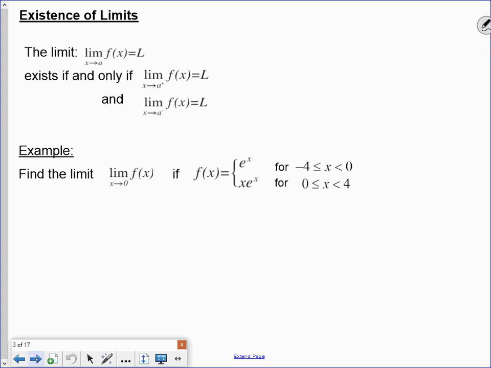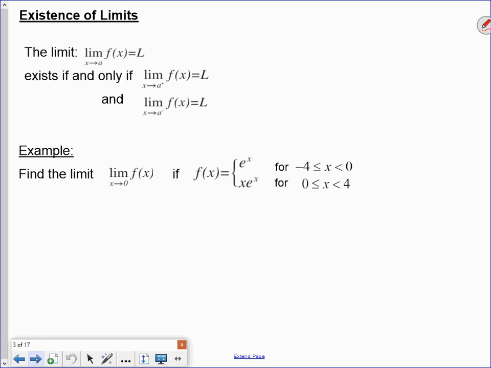So, showing if a limit exists. We've seen this definition before, that the limit as x tends to a of f(x) is equal to L, where L is some value. This limit exists if and only if the limit as x approaches a from the right of f(x) is equal to L, and the limit as x approaches a from the left of f(x) is equal to L. So we called these the right-sided and the left-sided limits, and we said that these two, the limit from the left and the limit from the right, had to be the same if the limit was going to exist.